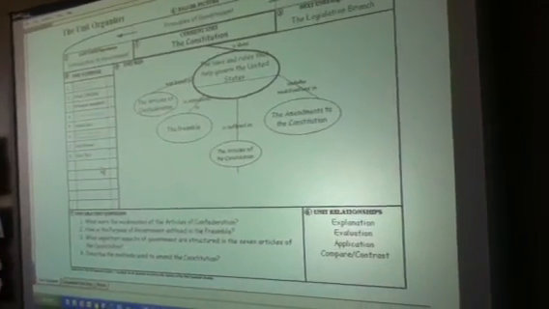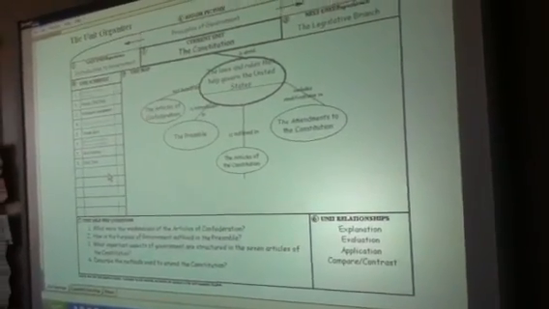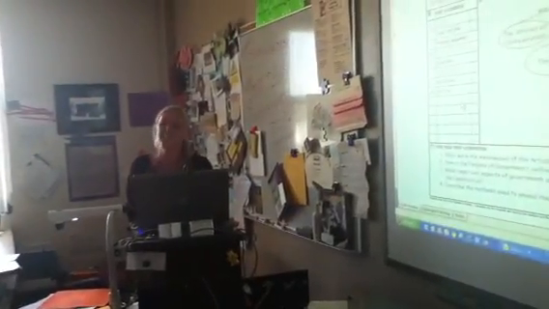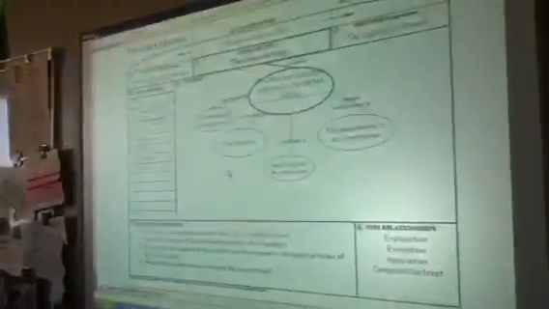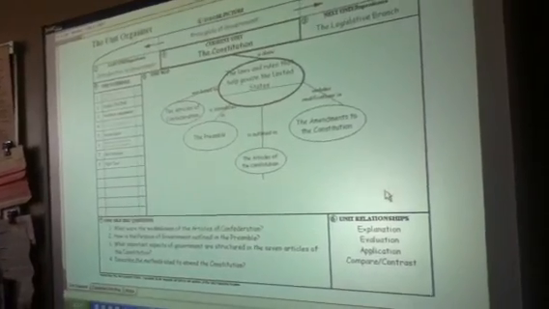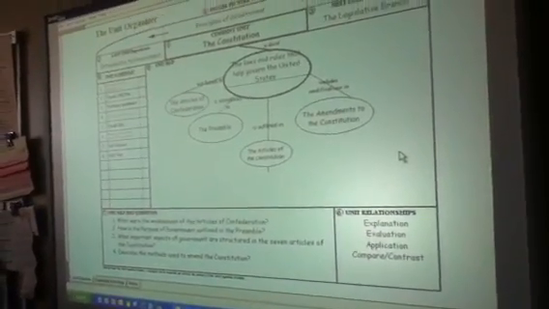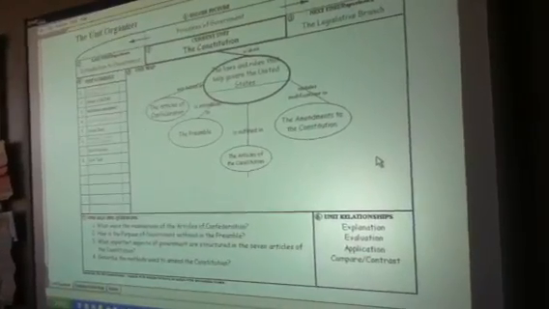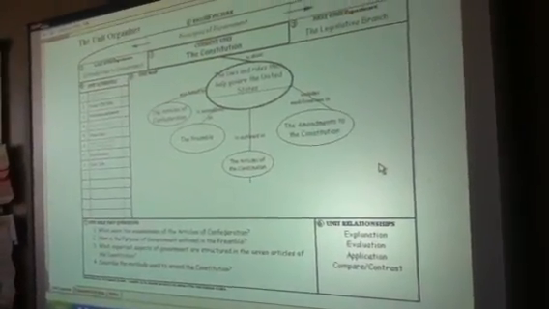And just for a reminder, where do we keep our unit organizer, Marina? In the front of our binder. In the front of your binder, very good. So I'll give you a few minutes to get this copied down, and then we'll begin with our first reading on the Introduction to the Constitution. Any questions? All right, good job. Get to writing.